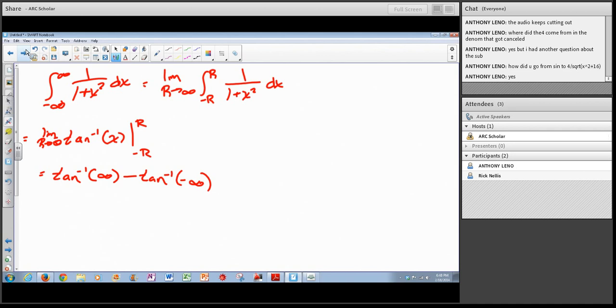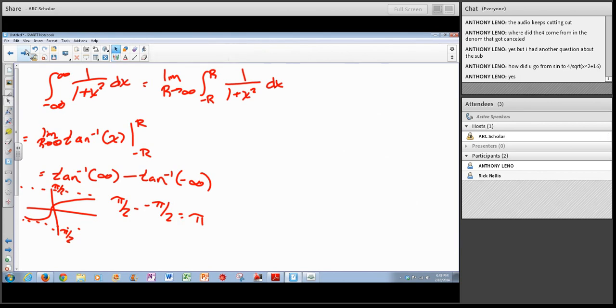Okay, so here is where I would think about what the graph of tan inverse looks like, right? Yes. Like this. And these are asymptotes, at negative pi over 2 and pi over 2. Yes. So then we know that at infinity, we're going to get pi over 2 minus negative pi over 2, which gives us pi. That sounds good. The area of this is pi.